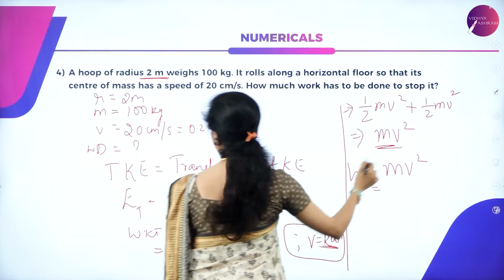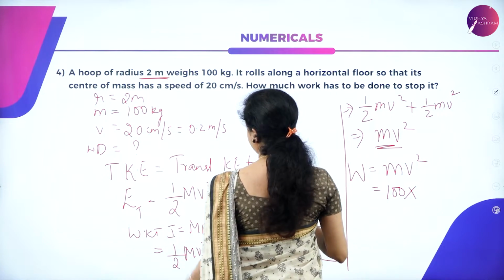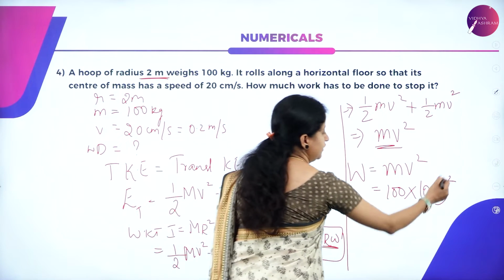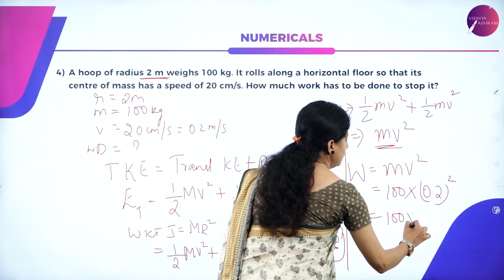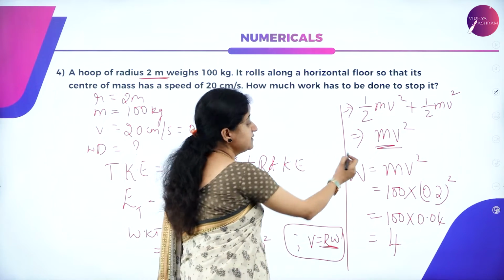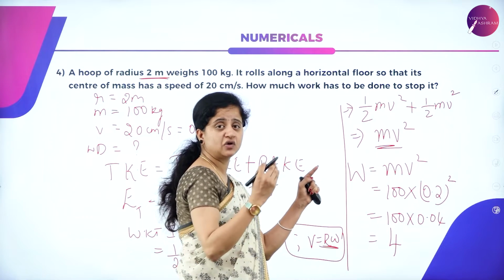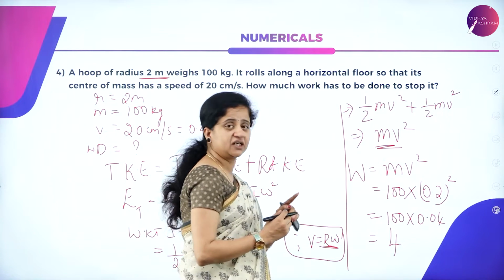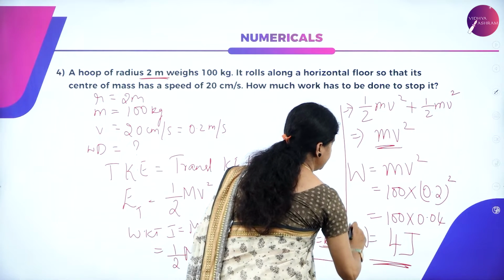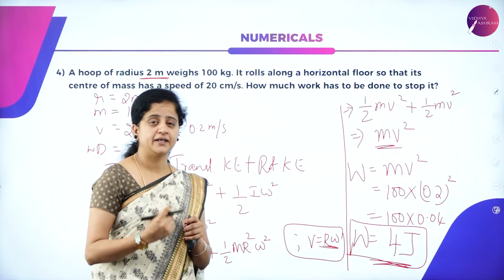So let us now substitute the values. M is 100 and the value of V is 0.2, the whole square. So 0.2 into 0.2 is 0.04, into 100 will give us 4. What is the SI unit of work? We are finding the work that has to be done to stop the hoop, so the SI unit is joule. So we have to do 4 joules of work to stop the rotating hoop.